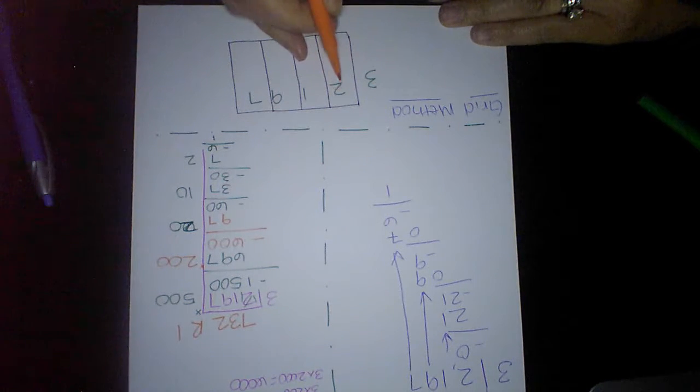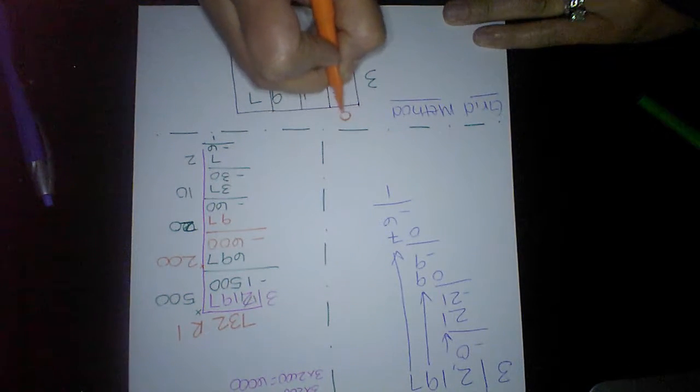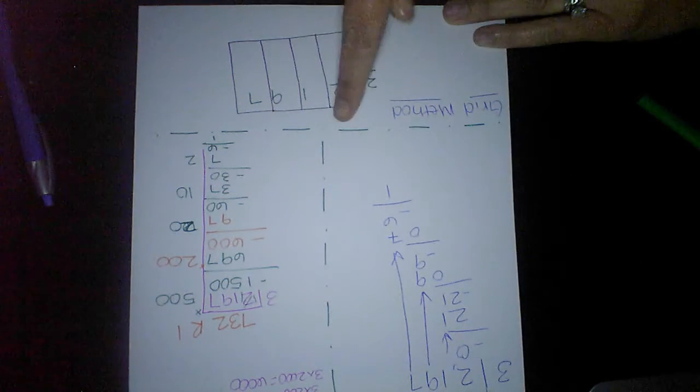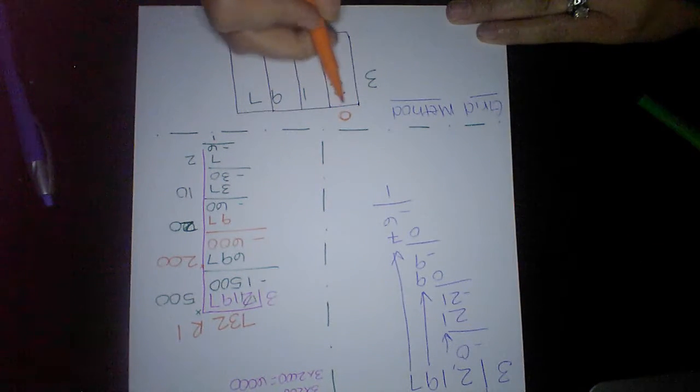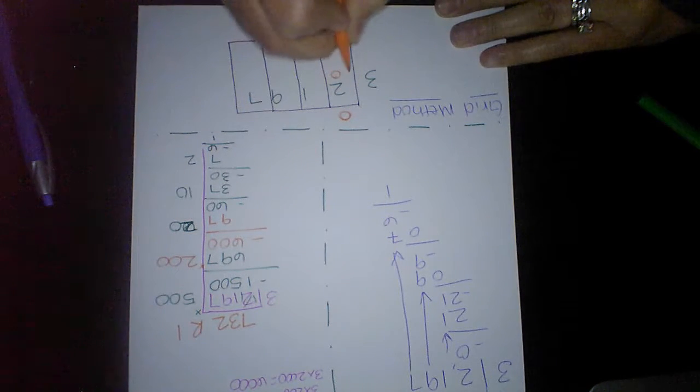2 cannot be divided into 3 groups. It just doesn't work. So I'm going to put my 0 right above it, just as I did up here. Again, I'm multiplying, same step. 0 times 3 is 0. I'm going to subtract, and I have 2.